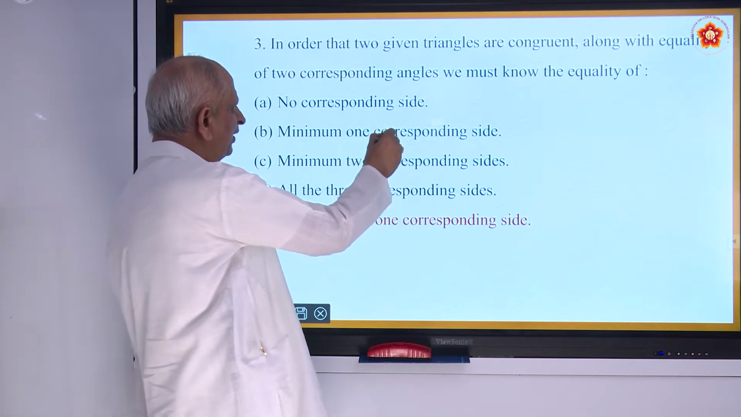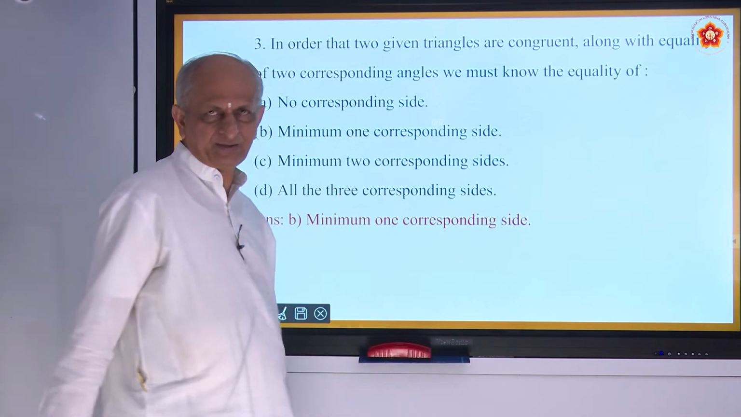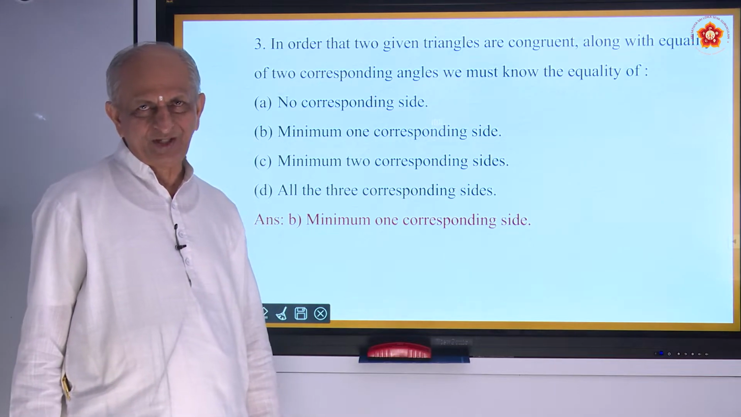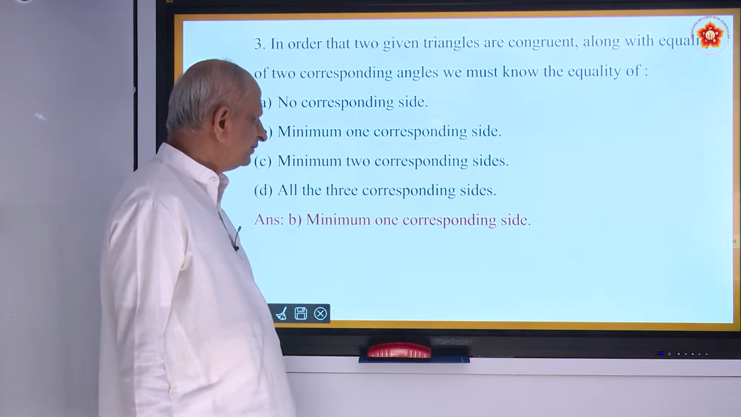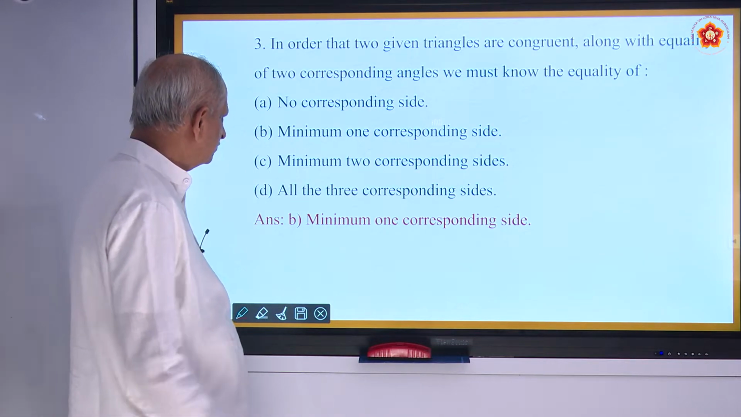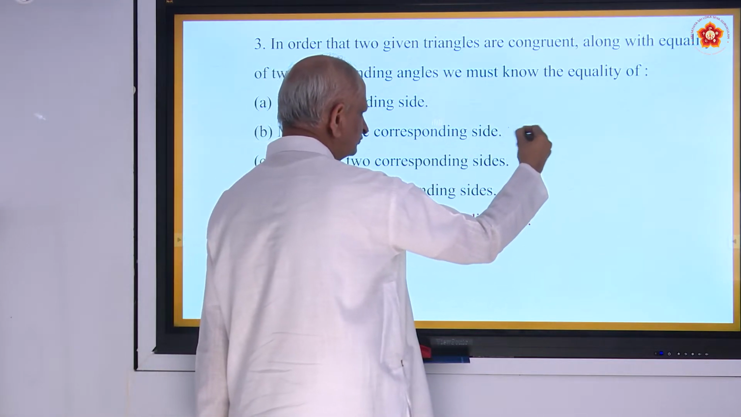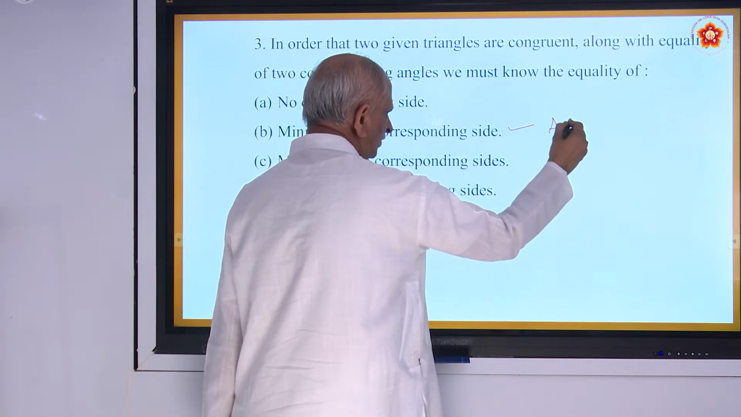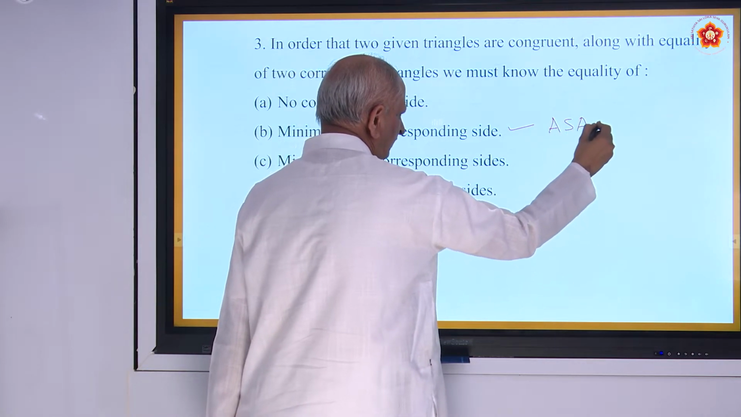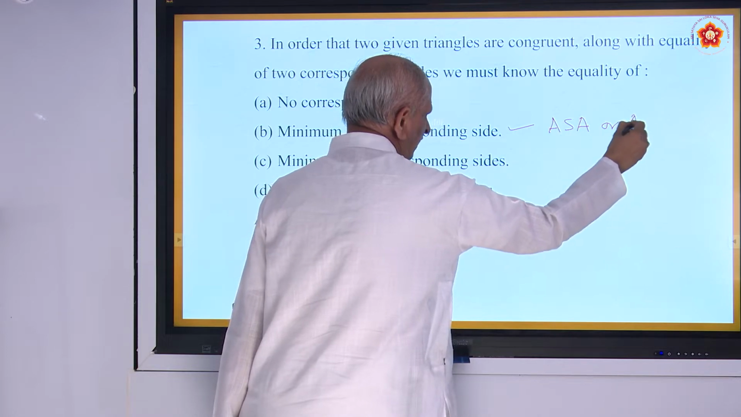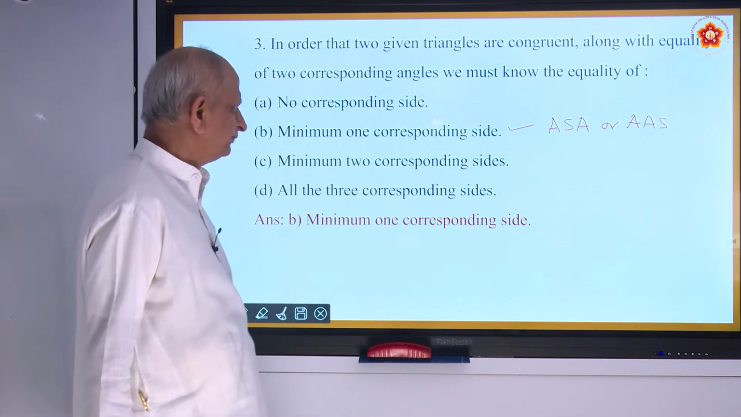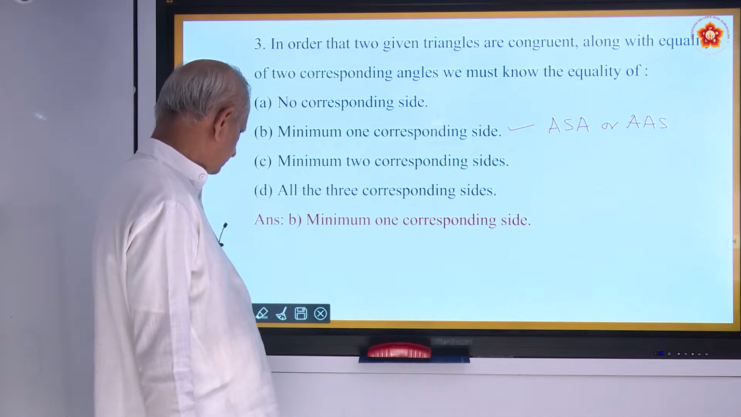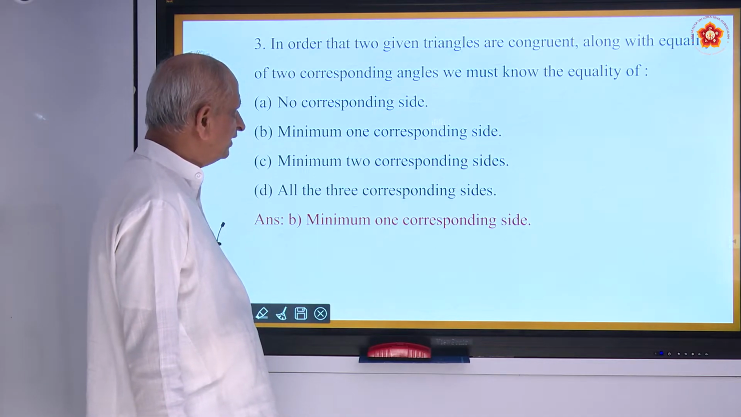So one corresponding side and two corresponding angles, we call it AAS or ASA. So this is the answer. And the postulate is ASA, or it is also called AAS. Both are okay. That is the third question. Now coming to the fourth question.